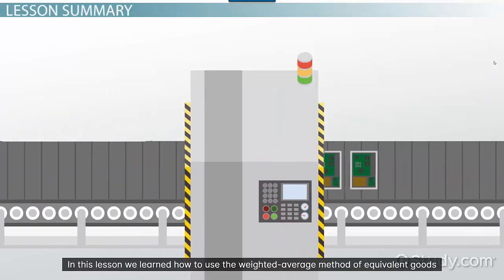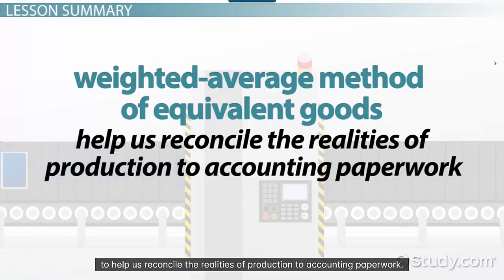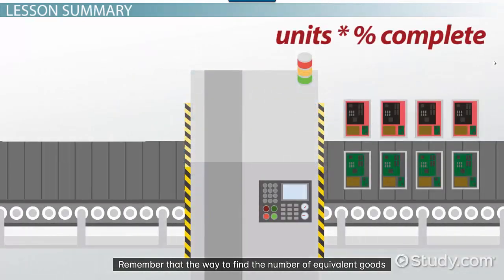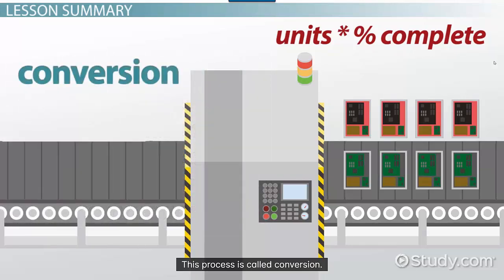In this lesson, we learned how to use the weighted average method of equivalent goods to help us reconcile the realities of production to accounting paperwork. Remember that the way to find the number of equivalent goods is to multiply the number of units still under production by their percentage towards completion. This process is called conversion.